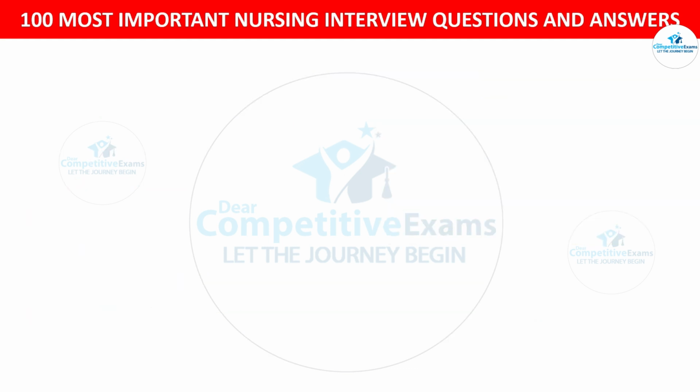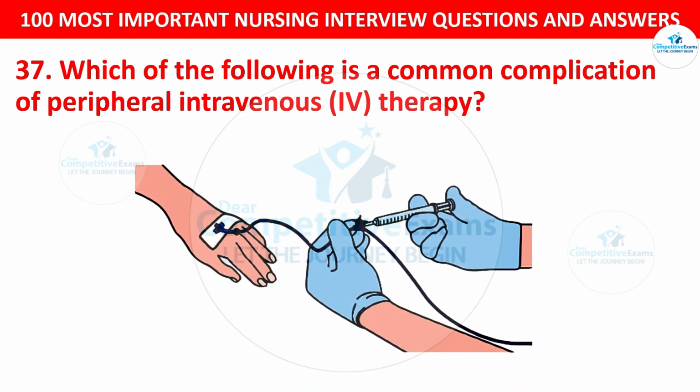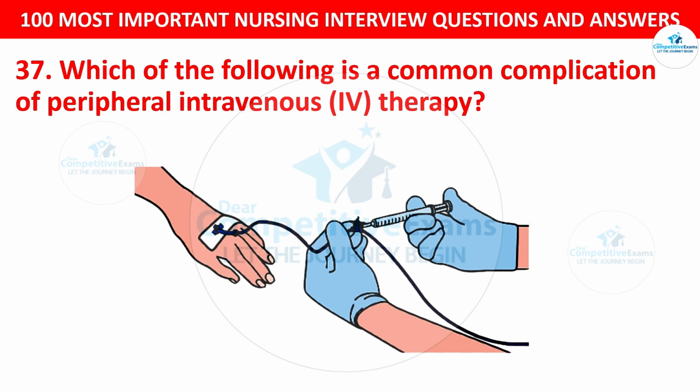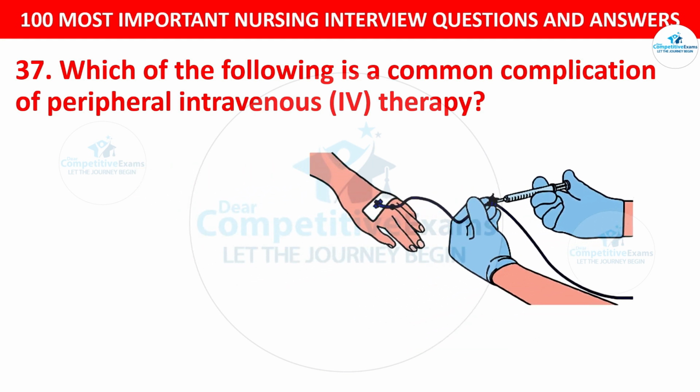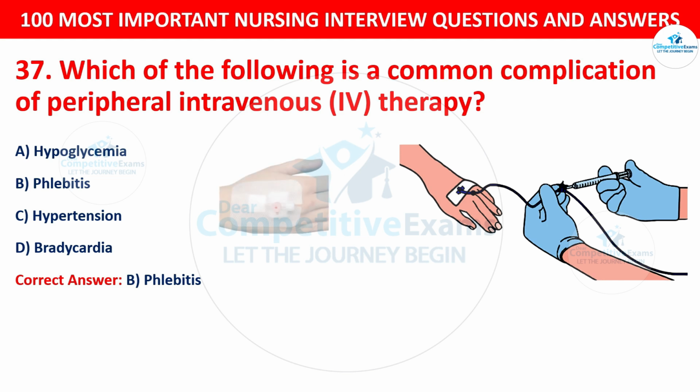Question number 37. Which of the following is a common complication of peripheral intravenous IV therapy? Your options are: hypoglycemia, phlebitis, hypertension, or bradycardia. The correct answer is B, that is phlebitis.